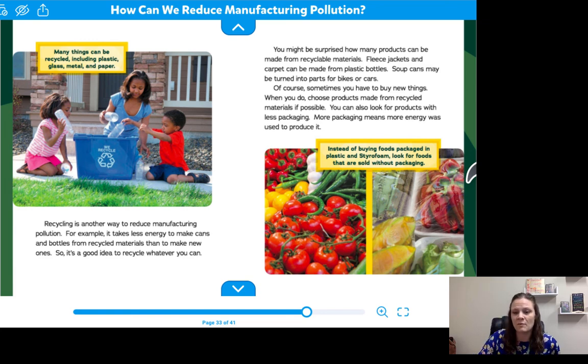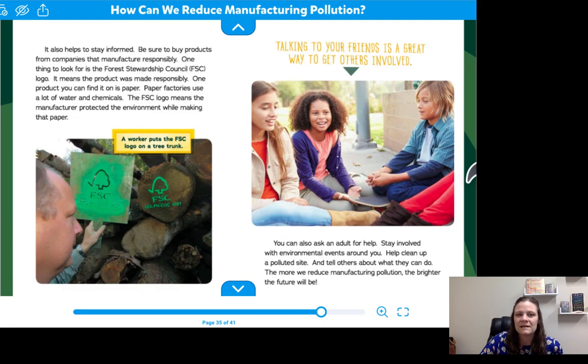We don't want to live in a world where we have to wear masks all the time, even when it's not COVID, right? Like those people did in our story, in this part of this text yesterday, because the air pollution was so bad. It also helps to stay informed. Be sure to buy products from companies that manufacture responsibly. One thing to look for is the Forest Stewardship Council, or FSC, logo. It means the product was made responsibly.